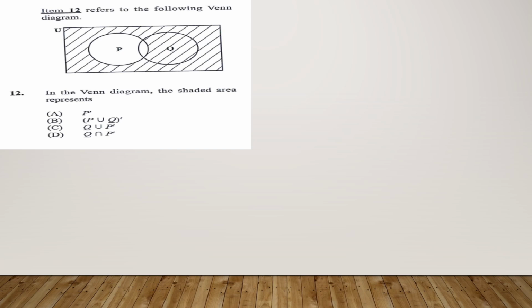Number 12, item 12 refers to the following Venn diagram, and we can see that everything else is shaded except P. In the Venn diagram, the shaded area represents P complement, everything outside of P.